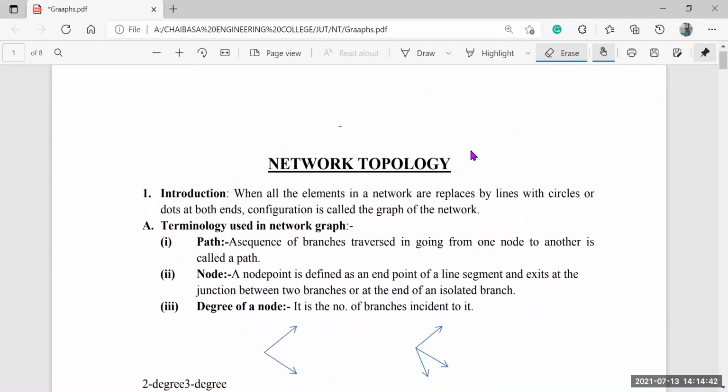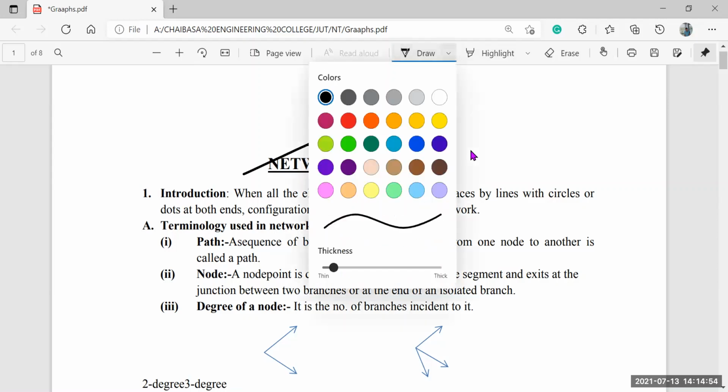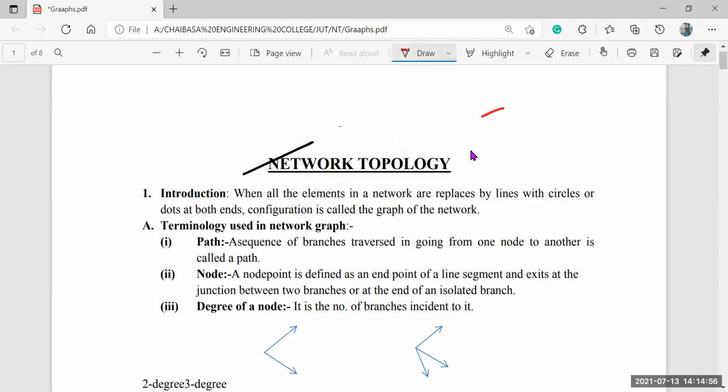Okay, so we'll start with the new topic, that is network topology. This is black, so take a different color. Okay. So we'll see the network topology. This is also an important segment. Though it comes for lesser marks, it's a very essential part. You could get a lot of things from this segment.